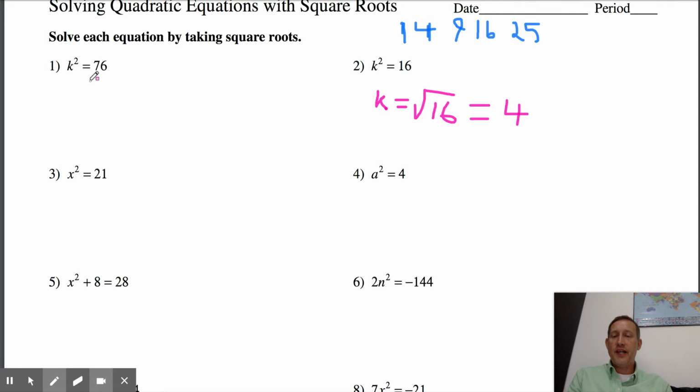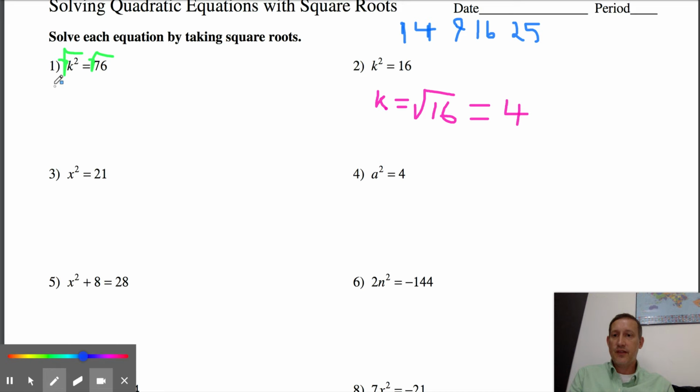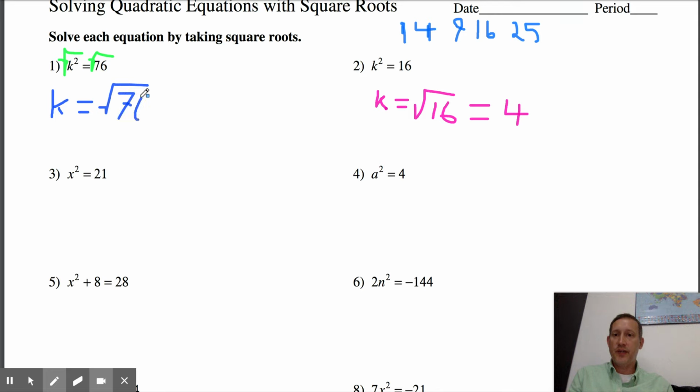All right, so on this side, we have a number that's not a perfect square. So how do we do that? Well, we use the options that we've been doing lately. We'll just use the method of approximating it. So right here, we can take the square root of that side and the square root of the other side, and we end up with k equals the square root of 76. And like I said, there is another answer, but we're going to wait till the end to find both answers.